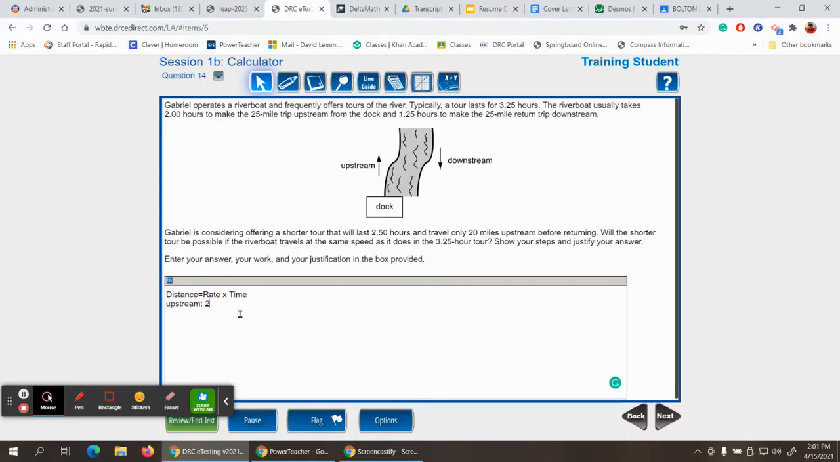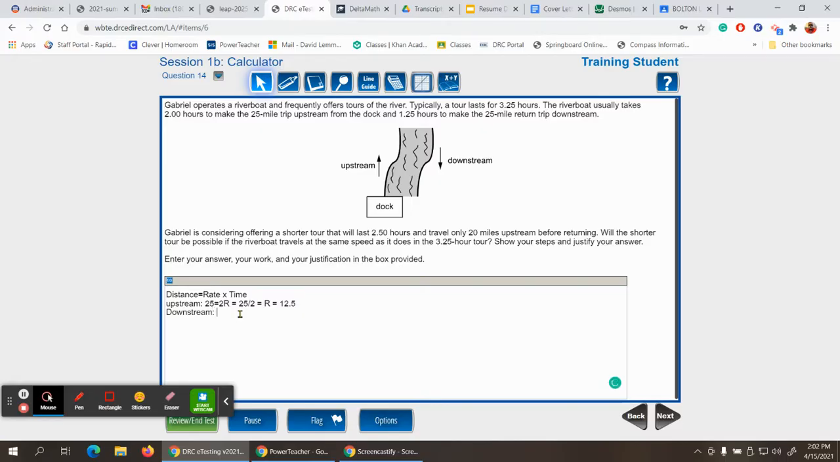The distance, we know the distance is 25 going upstream, right? We know that it takes 2 hours, and we don't know the rate. Okay. So 25 divided by 2 equals the rate. And the rate equals 12 and a half, so I'll put that as 12.5. Okay, that's the rate. So now I'm going to say downstream, right?